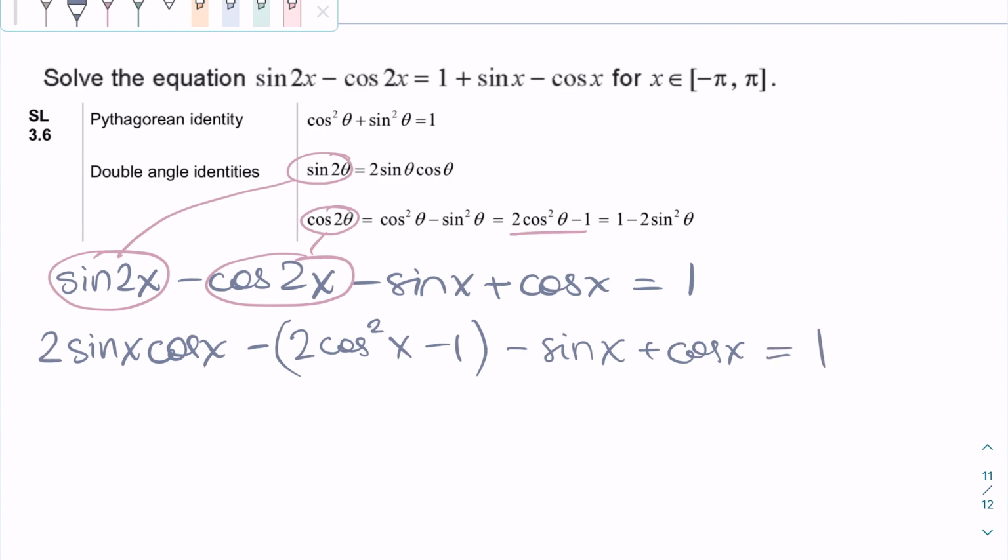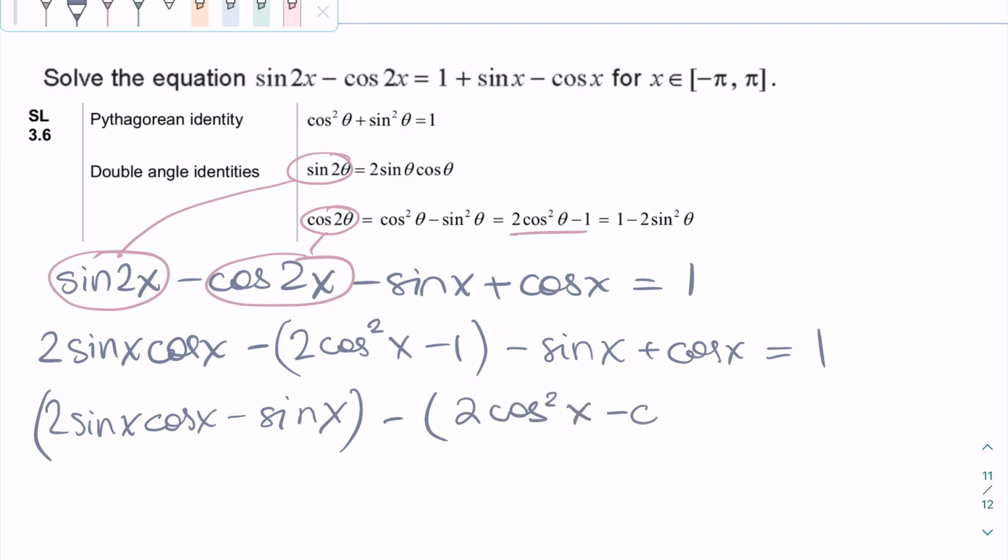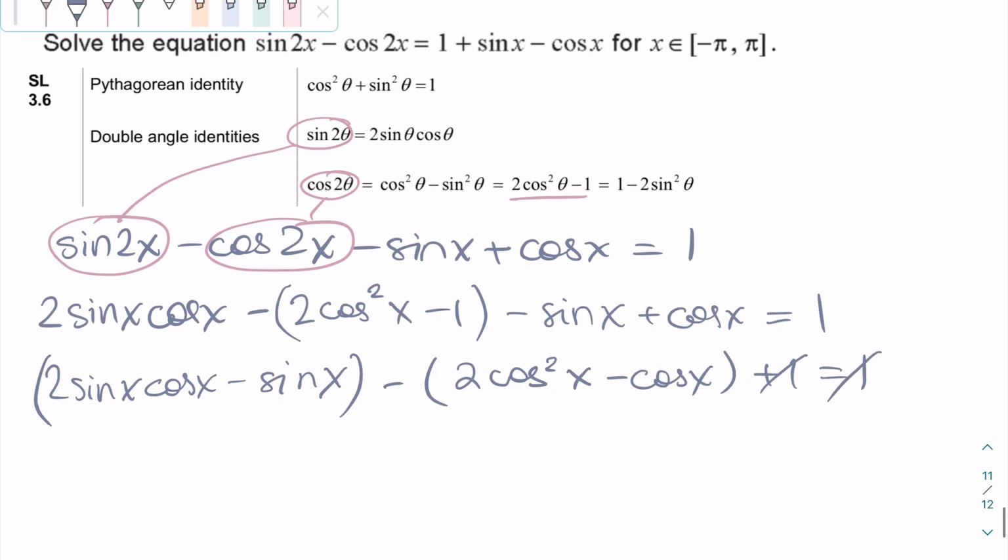Next, we can group together the sine terms and the cosine terms together. So 2 sine x cosine x will be grouped with minus sine x, and 2 cosine squared x will be grouped with cosine x. We can then take the minus 1 out of the brackets, and it will cancel out with the 1 on the right-hand side.